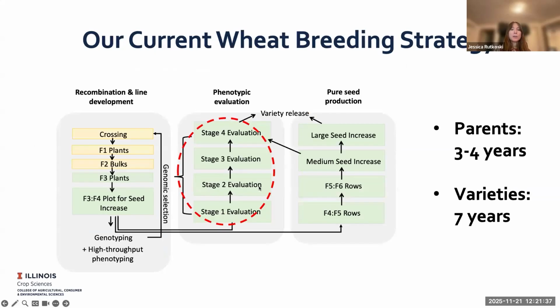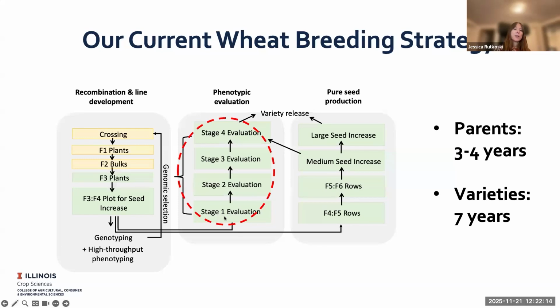Okay, so now we talk a little bit about the phenotypic evaluation. So after we increase the seed here, we have our lines, we start to test in multiple environments. So for the first year, we'll test in 2 to 3 environments. The next year we'll increase that. We'll actually double the number of environments every year. So say we test in 3 environments, well then the next year will be 6 environments, and the next year will be 12, and then 24.